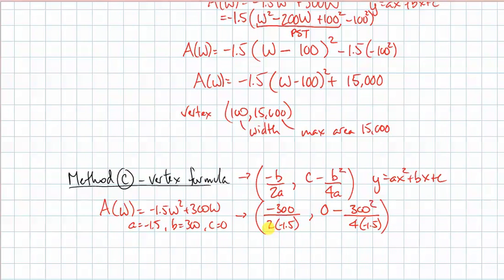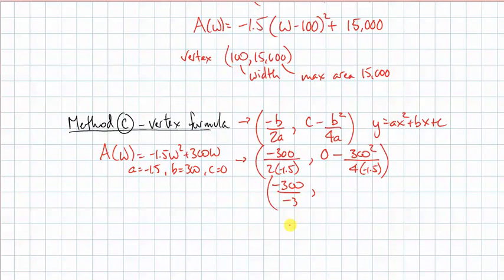All right, 2 times negative 1.5 is negative 3. So I have negative 300 over negative 3, which clearly is going to be 100. And 300 squared, well, that's 9 and 4 zeros with a minus sign, over negative 6. A negative times a negative makes positive. 90,000 divided by 6, 15,000. You can use a calculator to check. Again, same vertex as above. This is my width, and this is my maximum area.